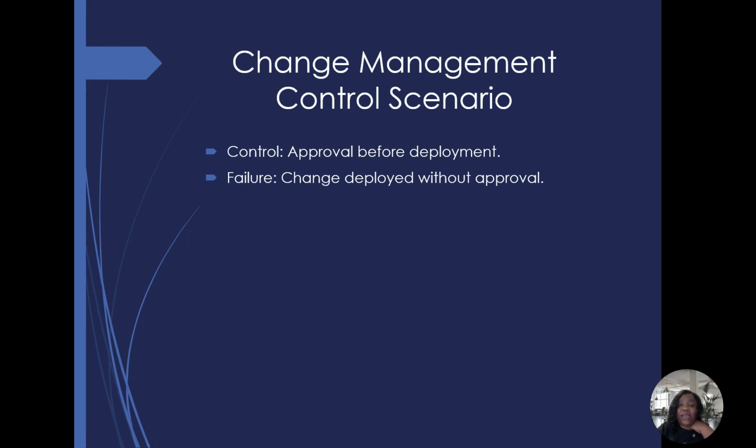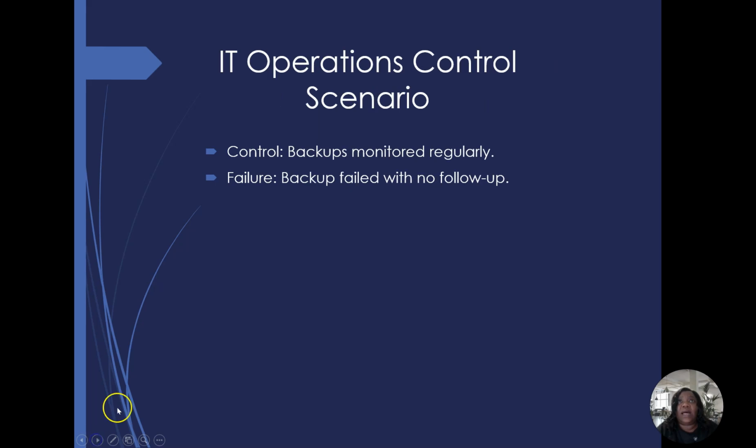Now let's look at a change management control scenario. The control is approval before deployment. The failure is changes deployed without approval. When testing change management controls, you need to review change tickets to confirm that approvals were obtained prior to migration. However, in a case where you observe that the changes were deployed to production without the documented approval, that is a control failure.